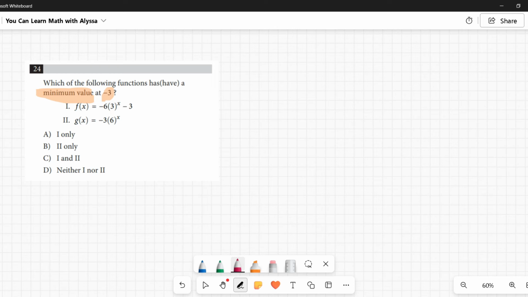We have f of x equals negative 6 times 3 to the power of x minus 3, then negative 3 times 6 to the power of x. And they want us to say, is this 1 only, 2 only, 1 and 2, or neither 1 nor 2?